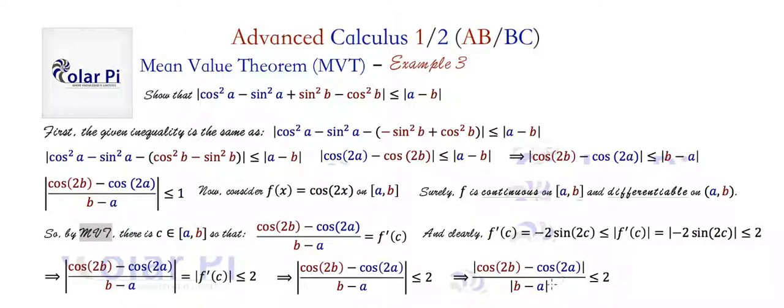And it's obvious what I should do next. I'm going to multiply both sides of this inequality by absolute value b minus a. And when I do, I get this. But wait, this here is the same as this, so long as we use the cosine double angle formula and replace these guys, right?